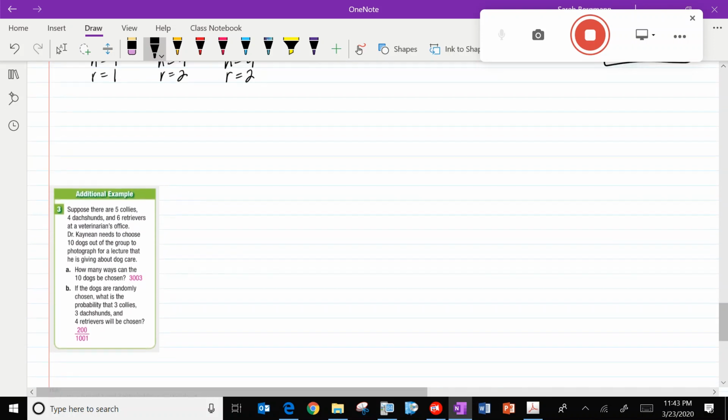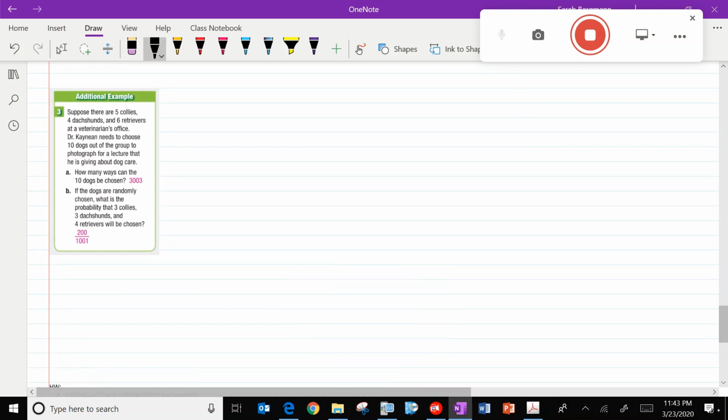Okay, finally, last example I want to do together. Suppose there are 5 collies, 4 Dachshunds, and 6 retrievers at a vet's office. The doctor needs to choose 10 dogs out of the group to photograph for a lecture that he's giving about dog care. So since we're just talking about choosing dogs in a group, it doesn't matter what order we choose the dogs in, so I know that this is a combination problem.